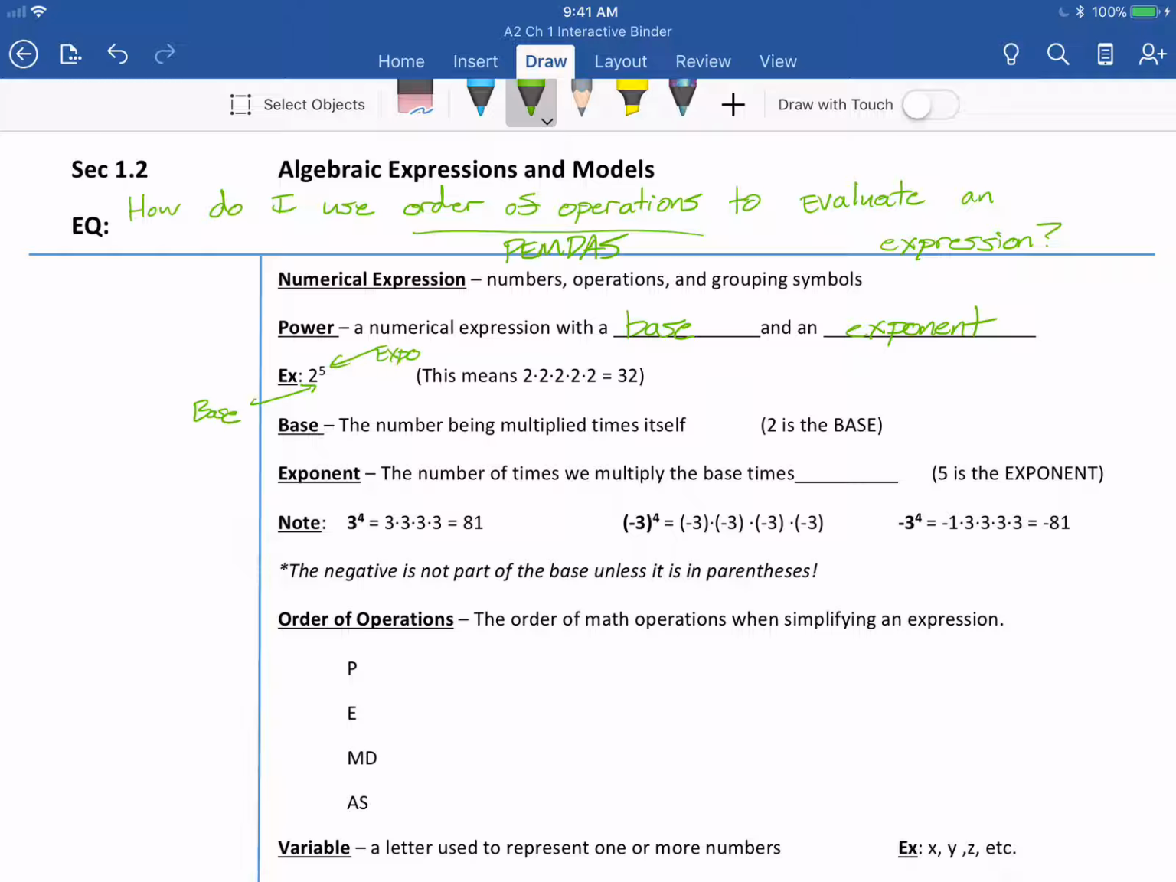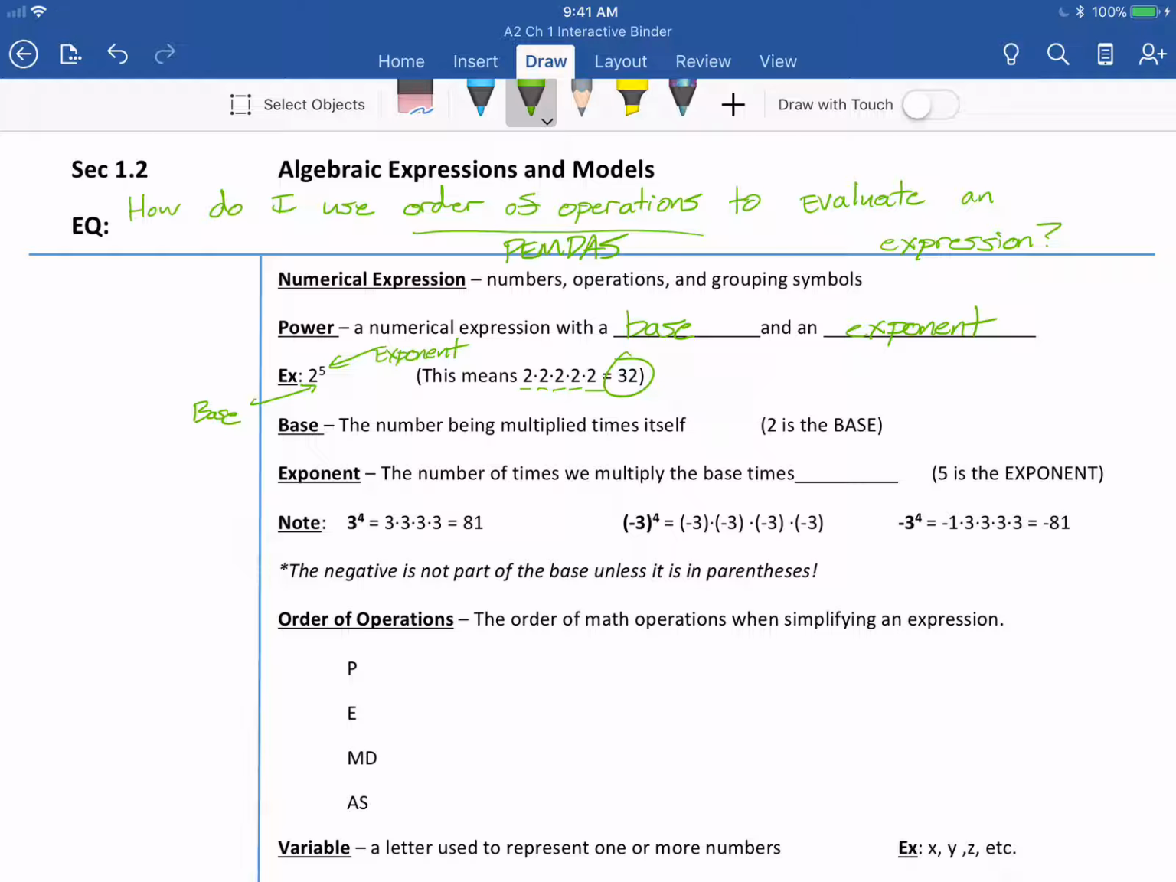What this really means is that 2 to the 5th power means I'm going to take 2 and multiply it by itself 5 times. So 2 times 2 times 2 times 2 times 2. You could do it in your head: 2 times 2 is 4, times 2 is 8, times 2 is 16, times another 2 is 32. So 2 to the 5th power is 32.